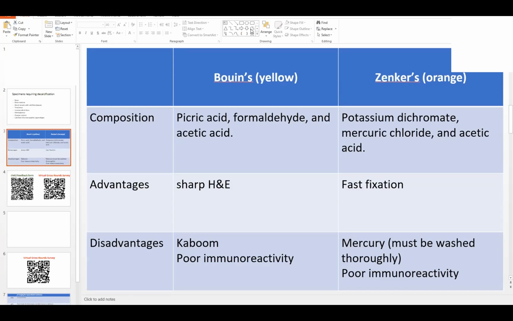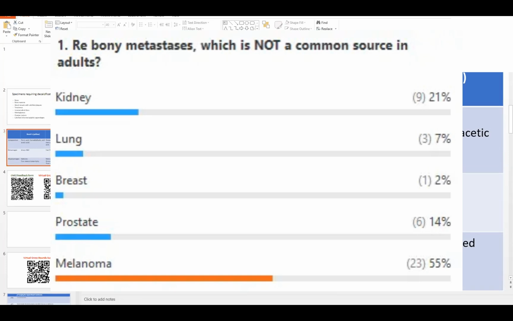We're not going to give you clinical information here outside of saying that these are secondary bone lesions, which is by far the most common bone lesion rather than the primary ones. And so I was going to ask this question regarding bony mets, which is not a common source in adults. Good response. Most people got the right answer here. Melanoma is not the most common. The first four actually make up about 70% of all the bony mets in adults. In fact, two of these four are specimens for today.